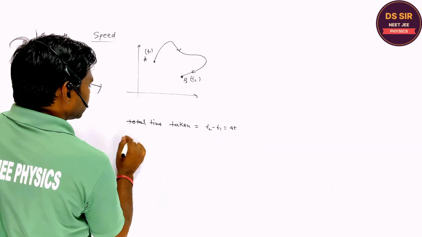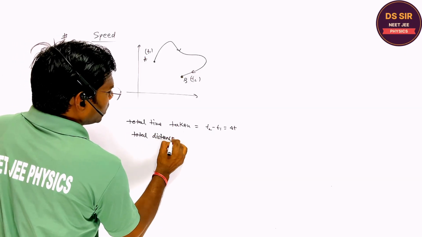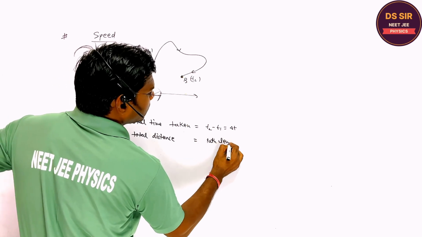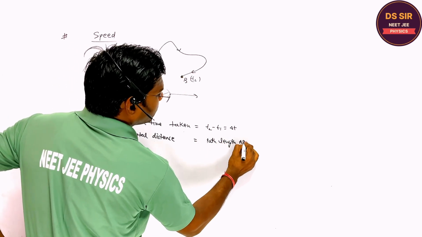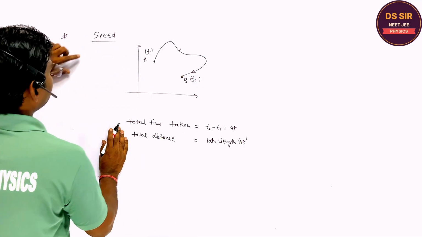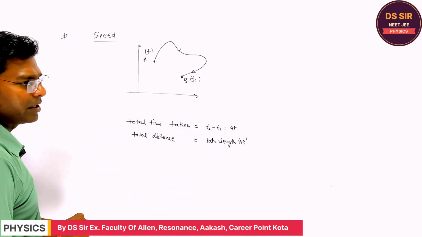And what is the total distance? Total distance is nothing but the path length AB. Path length AB. Is it clear or not? Listen one thing. The speed. I'm writing in short, not giving you the definition in English language.